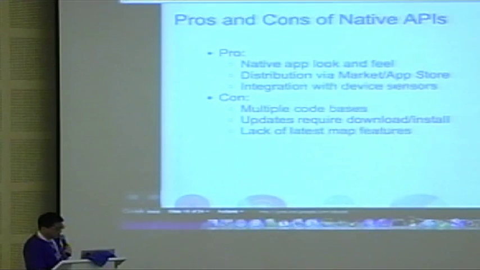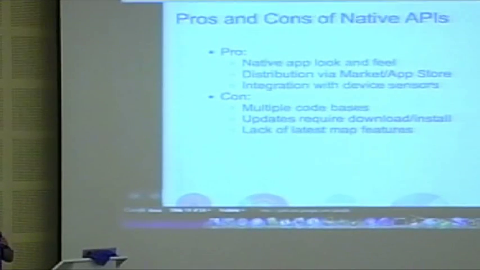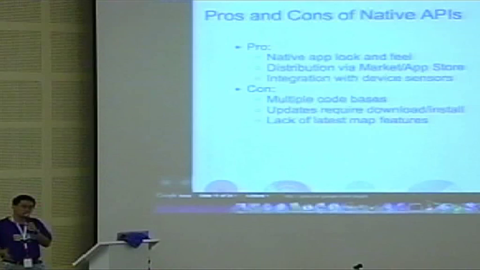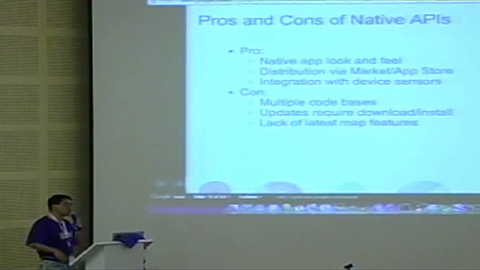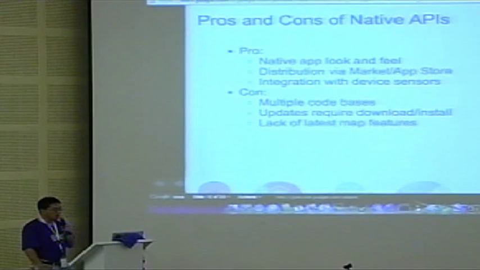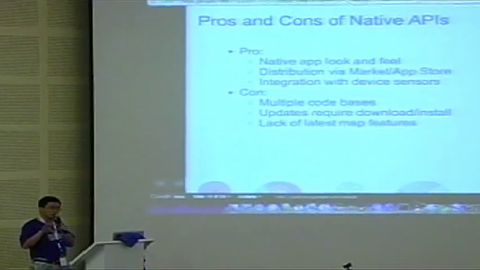The trouble is that if you go down this route, you have to maintain multiple code bases. You have to maintain one for Android, another one for iPhone. And the ongoing support is also an issue. And if, say, you make any change to your mapping functionalities, your users won't get it unless they reinstall the application. So that's another problem. And the last thing is that a lot of the cool features we have for Maps API, they're not really available in Map View or Map Kit, because these APIs are not really maintained and developed very actively.